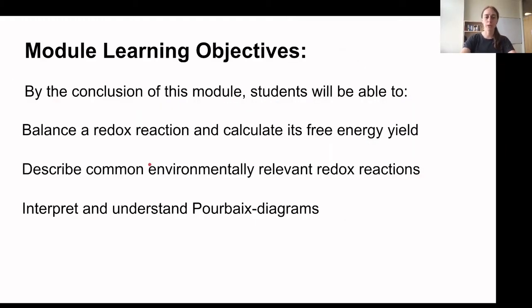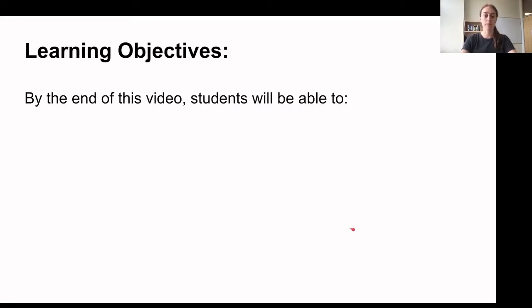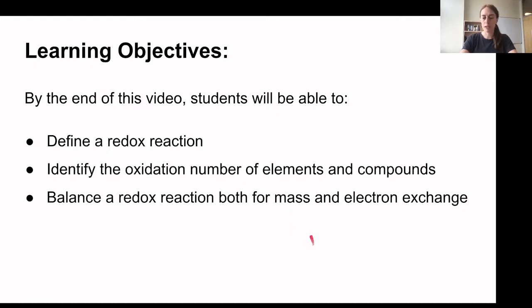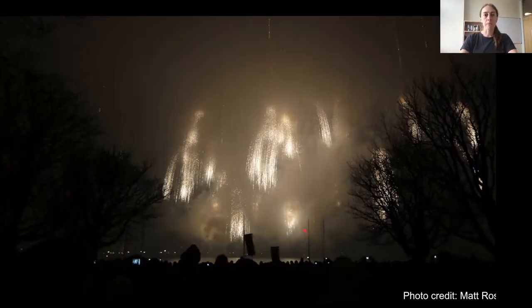So overall, our module learning objectives are to balance a redox reaction and calculate its free energy yield, describe common environmentally relevant redox reactions, and be able to interpret and understand Pourbaix diagrams, which we'll learn a lot about in subsequent lectures. So for this particular lecture, what we're going to start with is the ability to define a redox reaction, identify the oxidation number of elements and compounds, and balance a redox reaction both for mass and electron exchange.